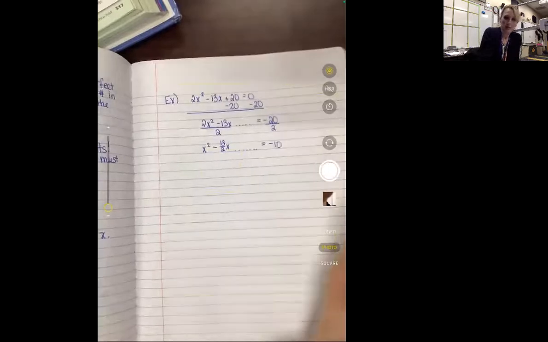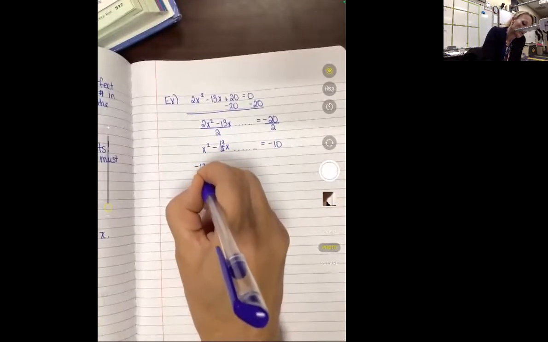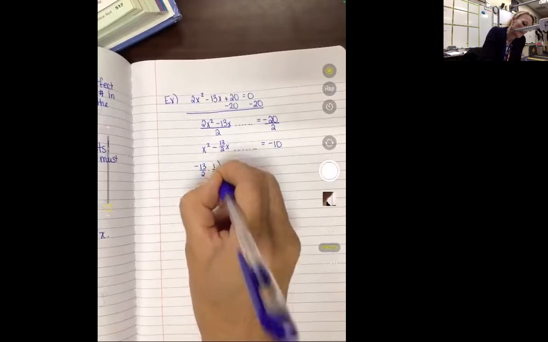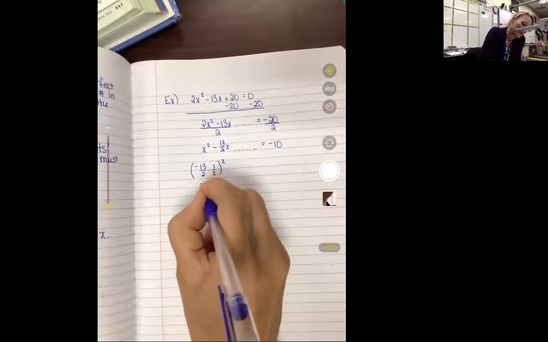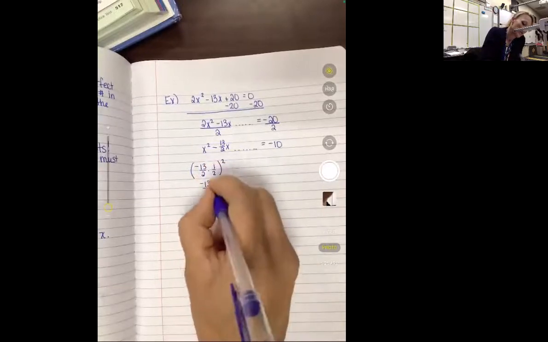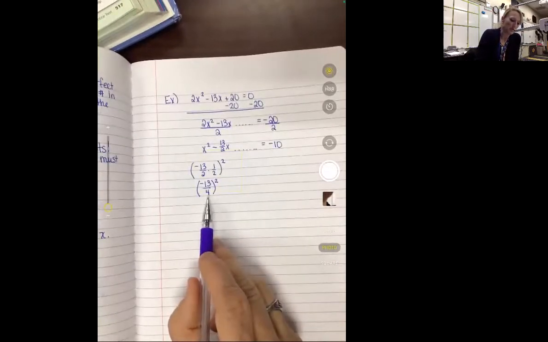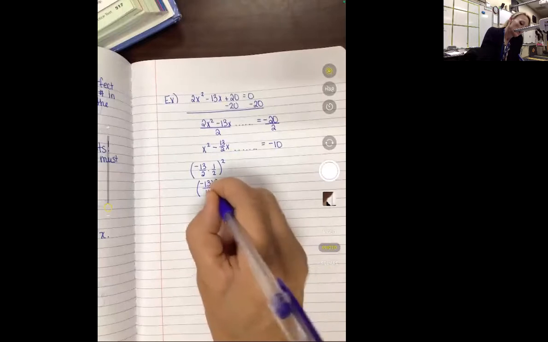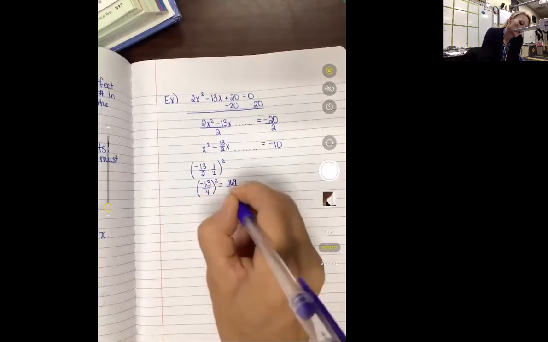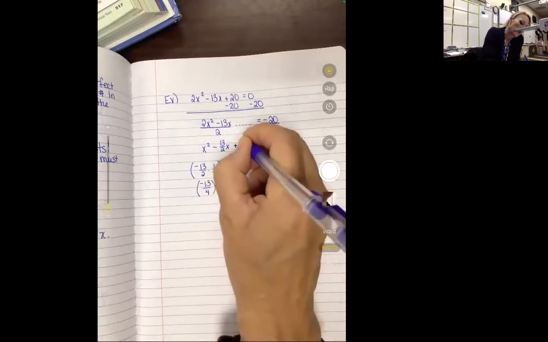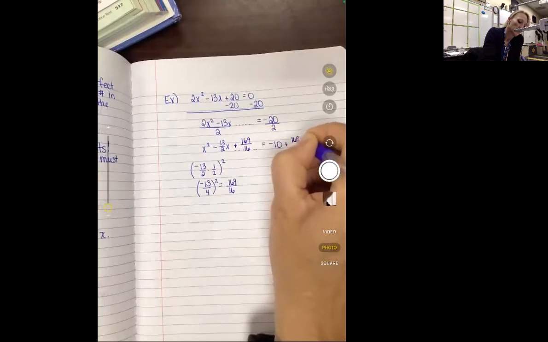So now is the creating the square part. We're going to take the negative 13 over 2, multiply it by 1/2, and square it. Remember, this part, once I multiply those together, is super important, so I'm going to write it out so that I know I'm going to use it in just a minute. So negative 13 squared is 169, and 4 squared is 16. So I'm going to add 169 over 16 to both sides.